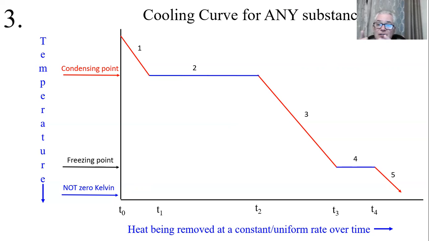And then once you have solid substance, the lowest energy substance, you can remove energy and make it colder and colder and colder, and it can get as cold as you want, but it can't get to 0 Kelvin. Nothing gets to 0 Kelvin. So this is the generic cooling curve. It's the opposite of a heating curve. It's exactly the same upside down.